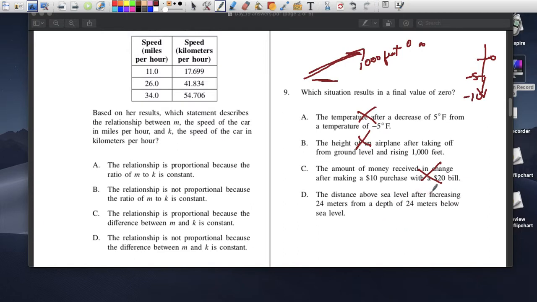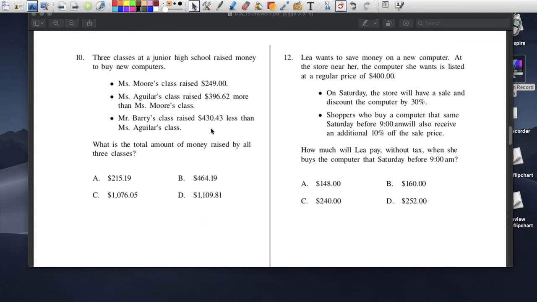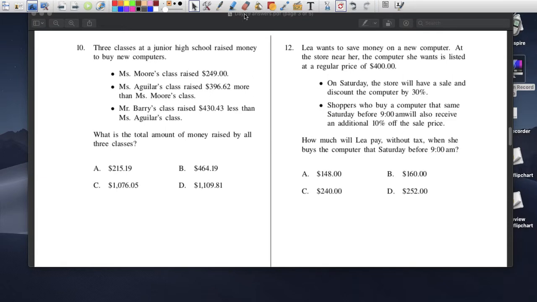The distance above sea level after increasing 24 meters from a depth of 24 meters below sea level. So that means you were at -24, which is below sea level, and then you went up 24 meters. Will you end up at 0? Yes. So this one is the one that you want.